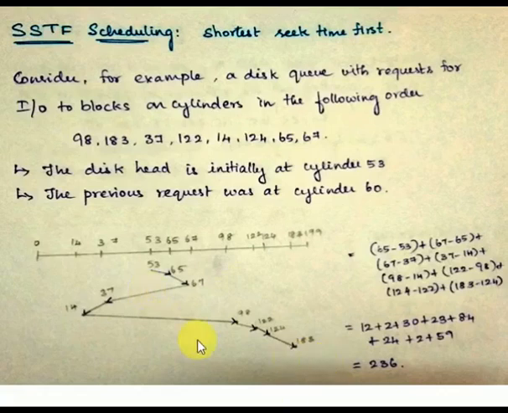Now to calculate the seek time, we are taking 65 minus 53, 67 minus 65, 67 minus 37, 37 minus 14, 98 minus 14, 122 minus 98, 124 minus 122, 183 minus 124. So obviously the subtracted values will be 12 plus 2 plus 30 plus 23 plus 84 plus 24 plus 2 plus 59. So the sum is going to be 236. So the overall seek time is 236.